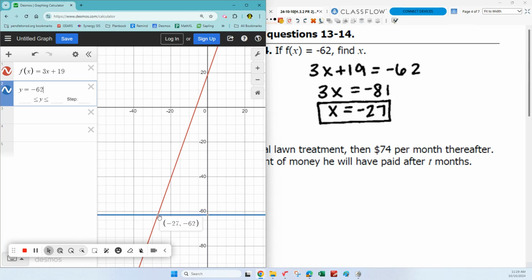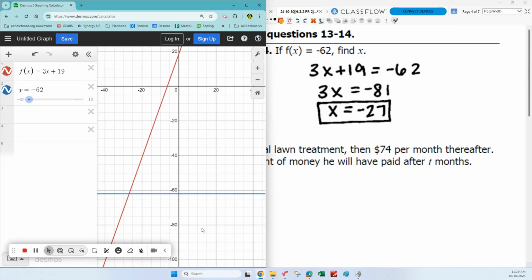Aha. Now I'm guaranteed that the point of intersection is going to have a y coordinate of negative 62, because every point on the blue line has that y coordinate. Everybody see that? So what's the answer? Negative 27, right? It's the x coordinate at that point of intersection. Everybody see that strategy? That's a pretty good little strategy, isn't it? Here, let's take a picture of that. So good, we're going to get a picture for our notes.